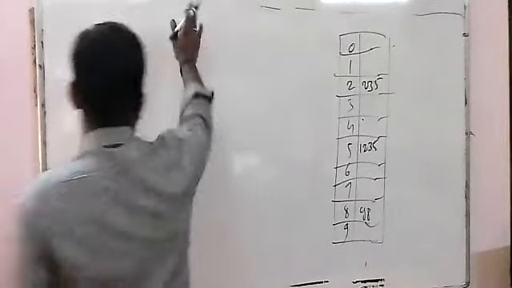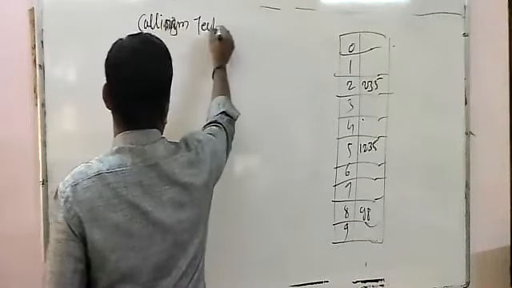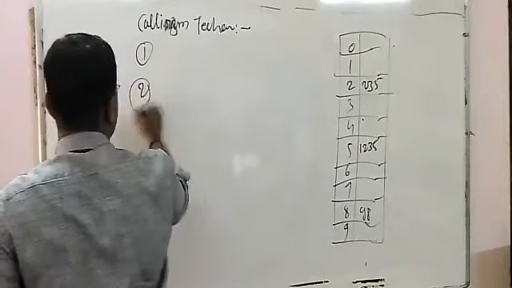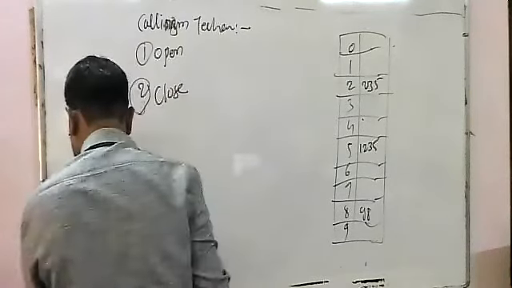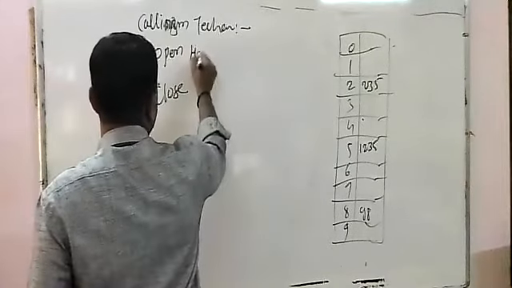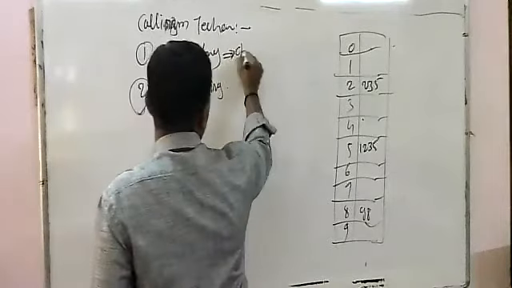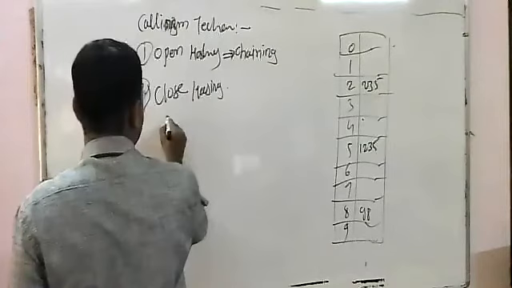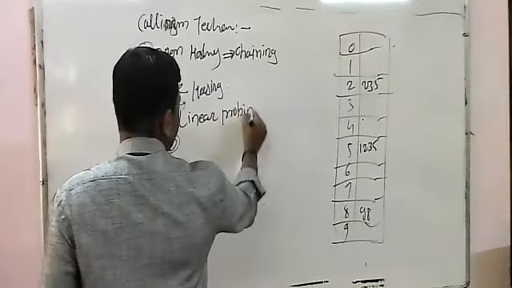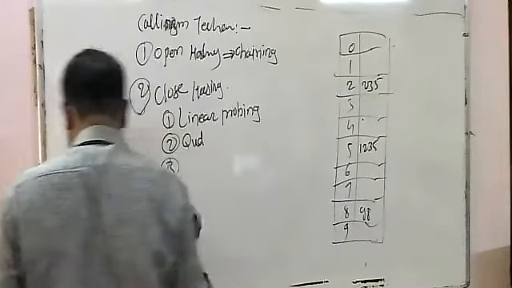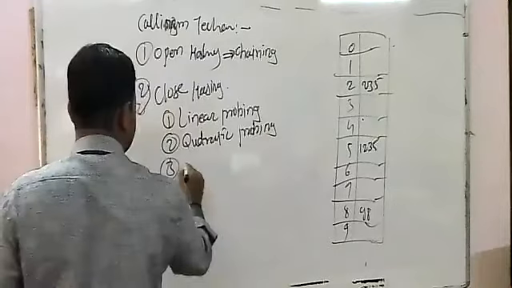So this collision is avoided by using collision techniques, where there are two techniques. First one is open and another one is closed. That is nothing but here we are going to do open hashing and closed hashing. Open hashing is done by using chaining, and closed hashing is done by three different techniques. First, linear probing, quadratic probing, and last one is double hashing.